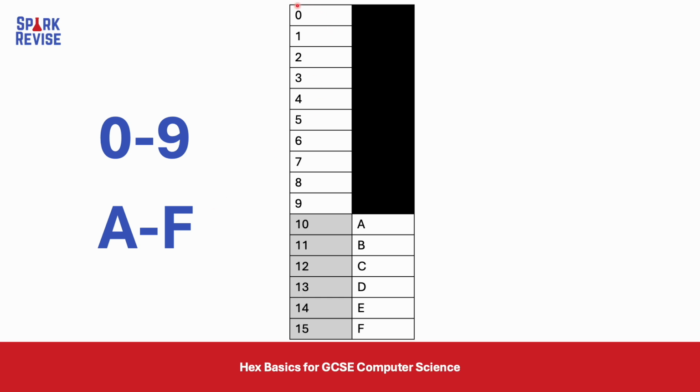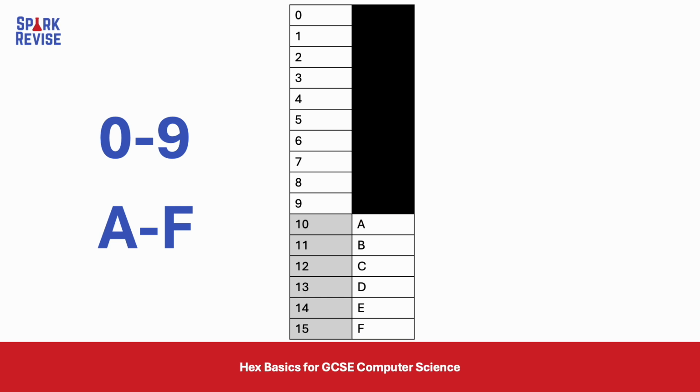So we have the numbers 0 to 9 and the letters A to F, which correspond to the numbers 10 to 15. This is a really key piece of information. So if you haven't got this down already, try and get this down. So remember, we can't have the numbers 10 to 15 because they're double digits. So we go A to F.